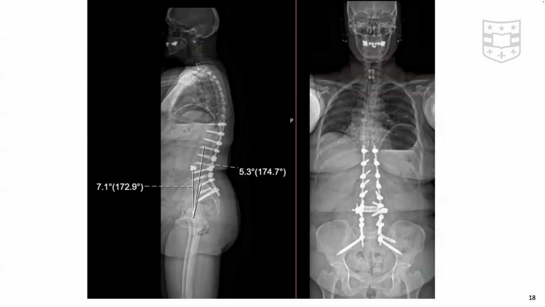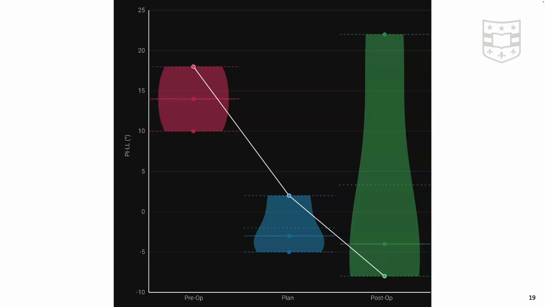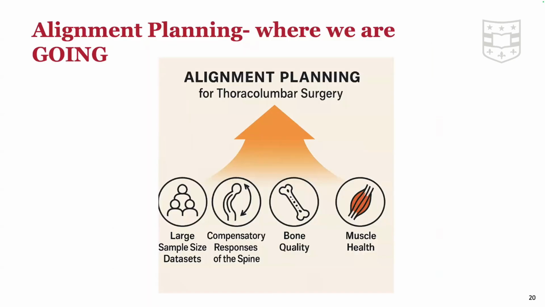And so we use these. We have some surgery. We say we achieved our goals. We're happy. But this is, I would argue, a fairly primitive application of what alignment planning could be. It's based off somewhat limited data sets, really just looking at X-rays.